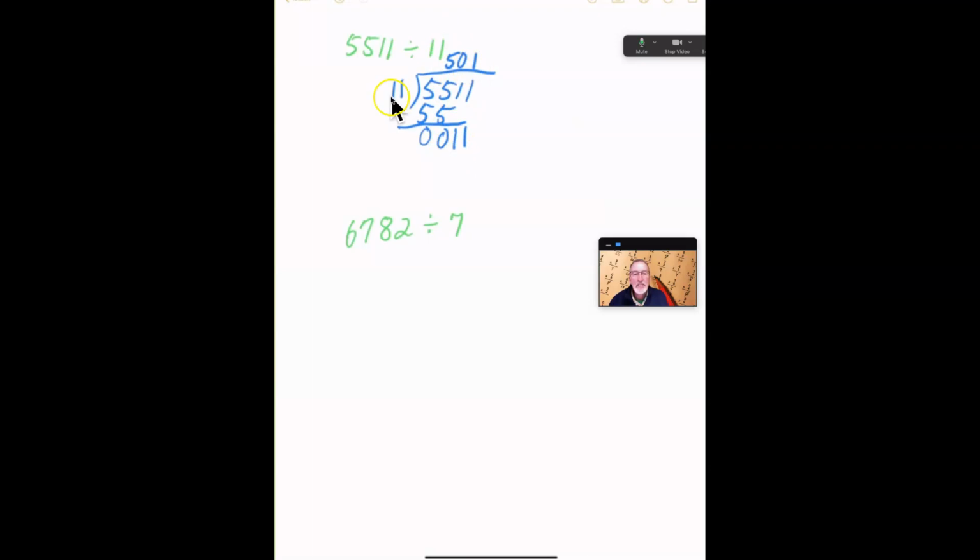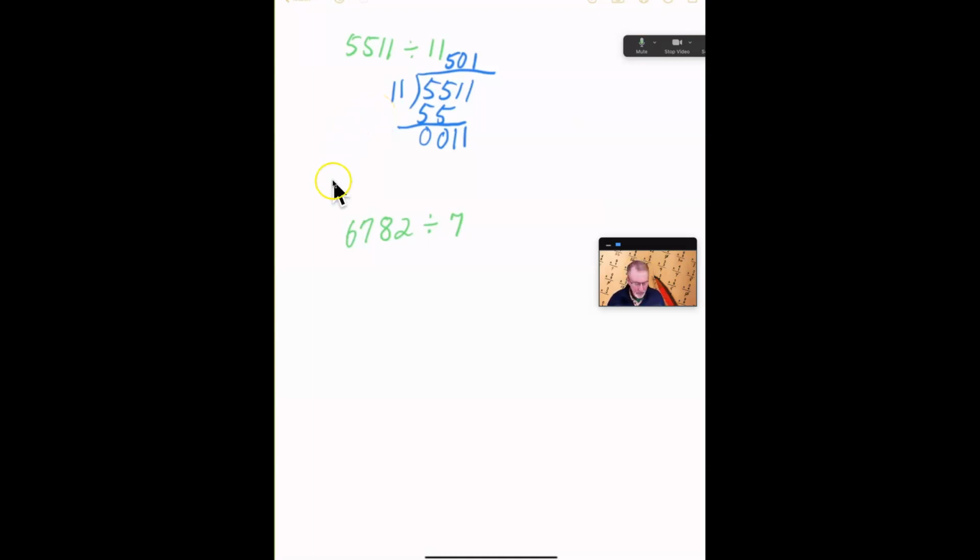So for this last one, 11 goes into 11 1 times, and we write our estimate over the number that we're looking at. So 1 times 11 is 11, and then 11 minus 11, 1 minus 1 is 0, 1 minus 1 is 0. So we have 0 remainder, and our answer is 501.